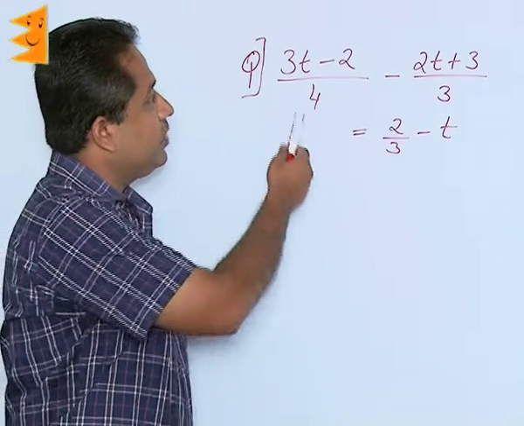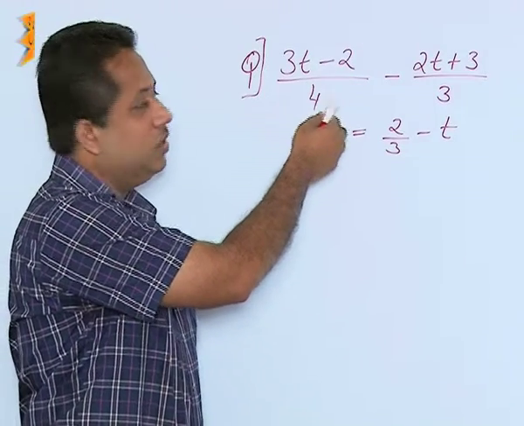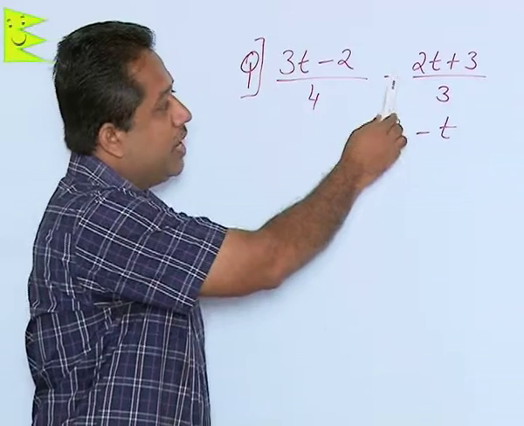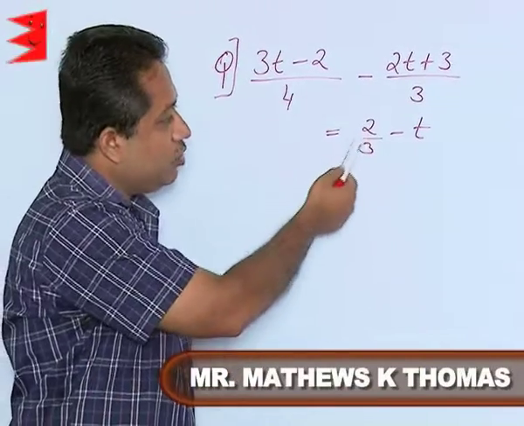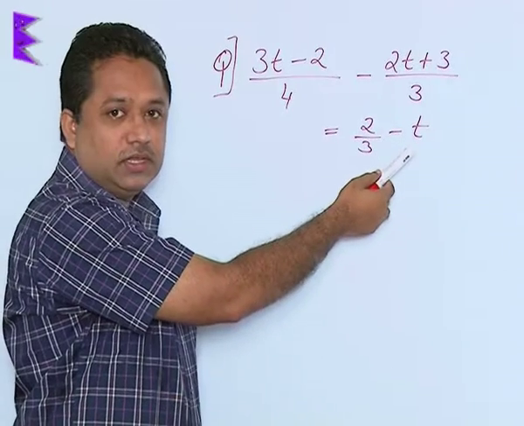Okay, let us look at this question. (3t - 2)/4 - (2t + 3)/3 = 2/3 - t.